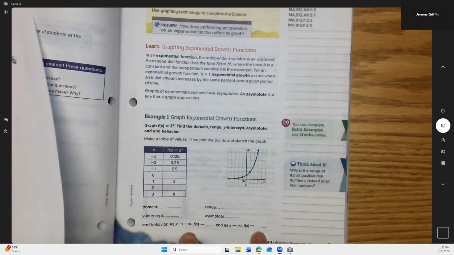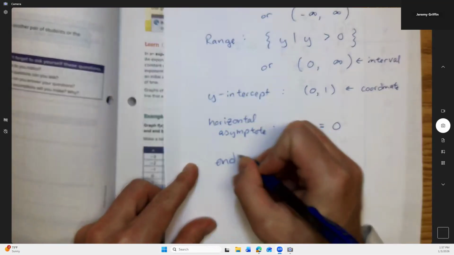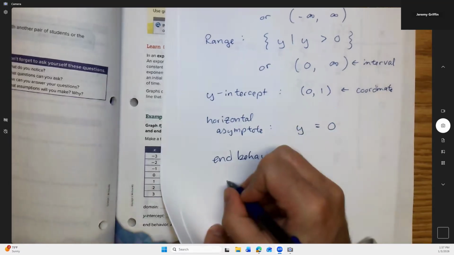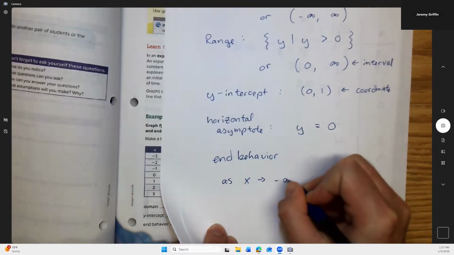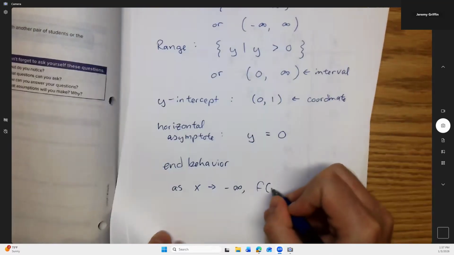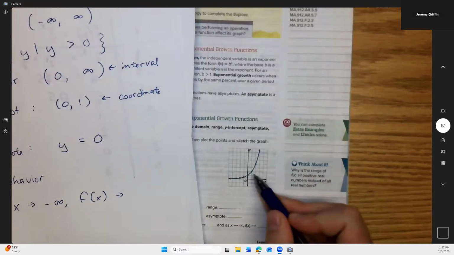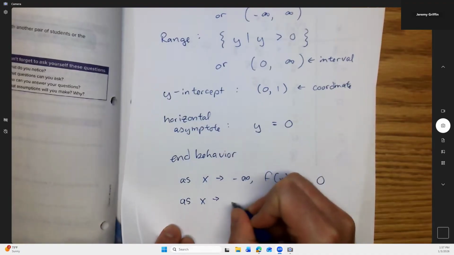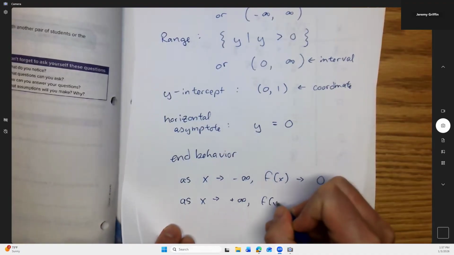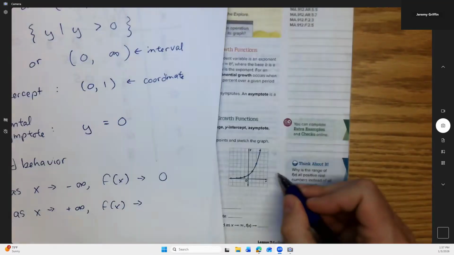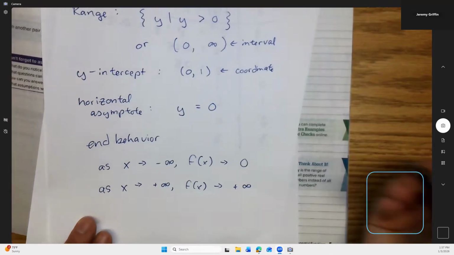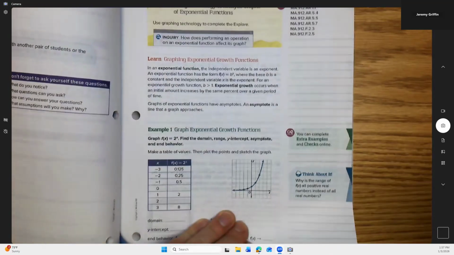End behavior. As x approaches negative infinity, f of x approaches, well, if we go to the left forever, we're approaching 0. But the other way, as x approaches positive infinity, f of x approaches, if you go to the right forever, you go up forever, in fact really fast. So also positive infinity. It goes up and to the right forever. All right, there you go. There's a real basic exponential curve right there.